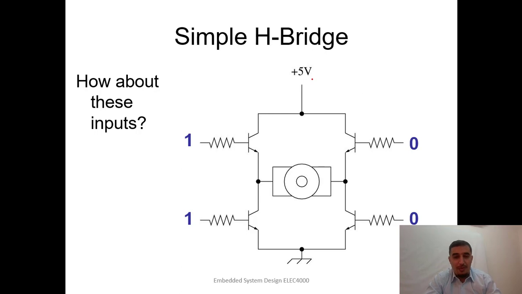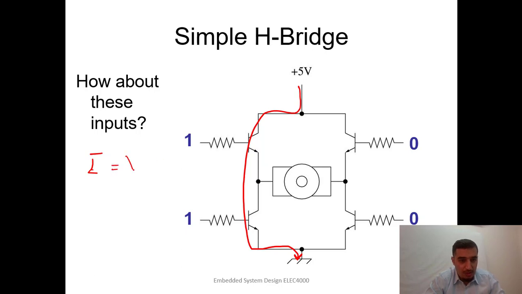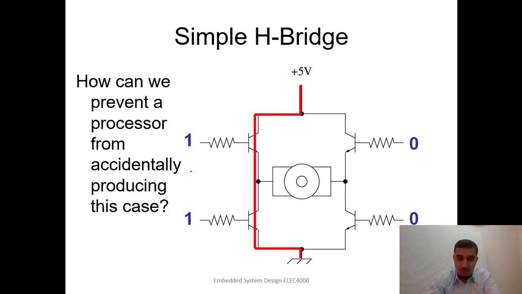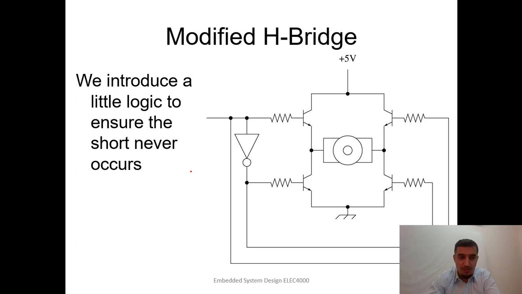Now, what happens if we apply like this? What will happen? I is equal to V over R. R is equal to 0, so I will equal V over 0, which is infinity. And in this case, you are going to burn your circuit. You're going to have a short circuit and you're going to have some problems in your circuit.